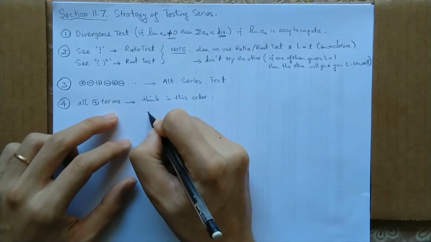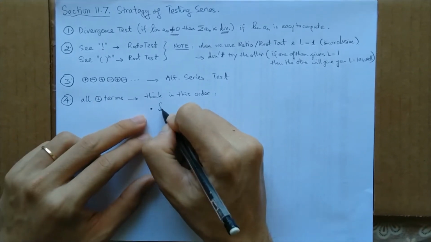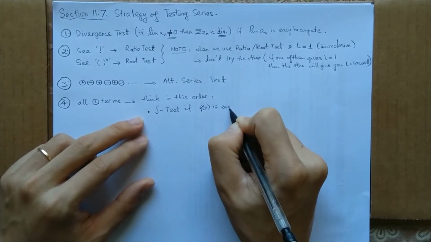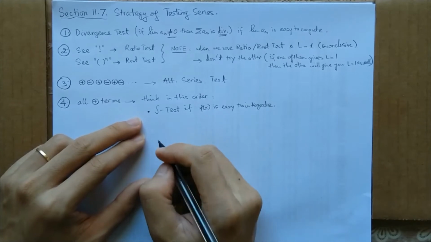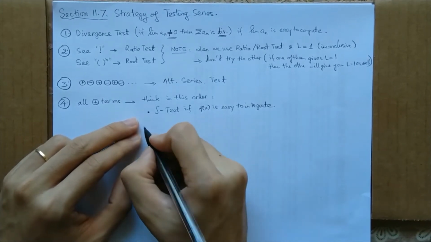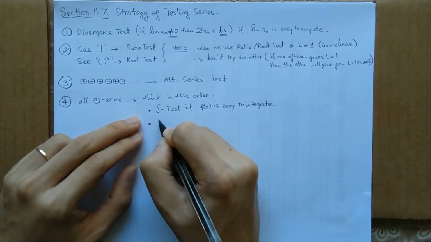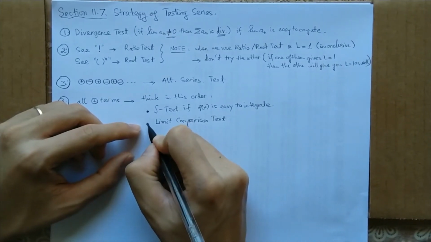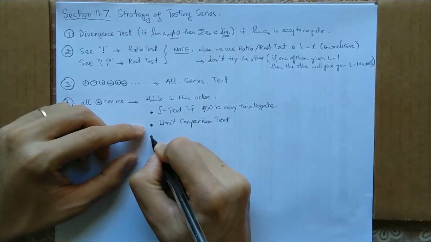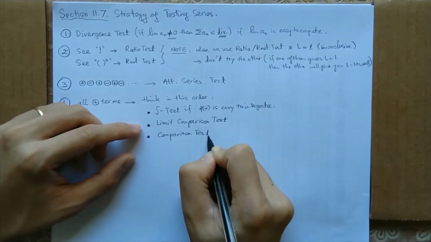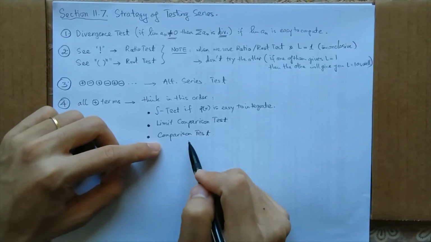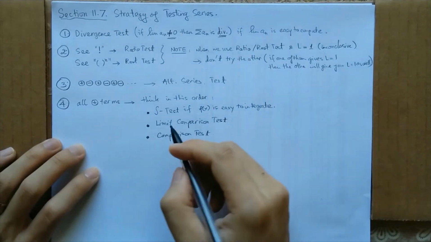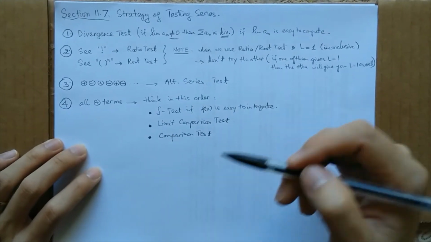First of all, I suggest you use the integral test if the function f of x is easy to integrate. If the integration of f is not easy, you can try the limit comparison test. If the limit comparison test is not easy to deal with, think about the comparison test. Most often, if the comparison test works, the limit comparison test will work as well. So that's why I suggest the limit comparison test before the comparison test.